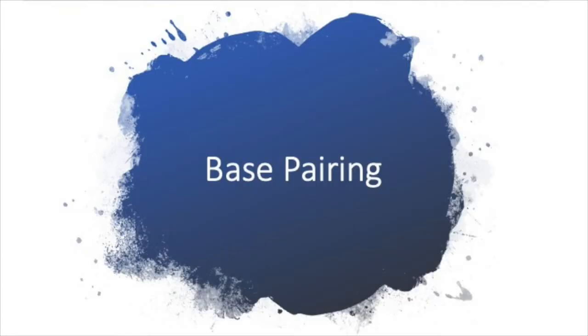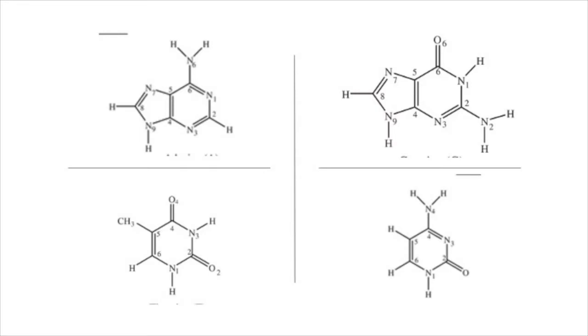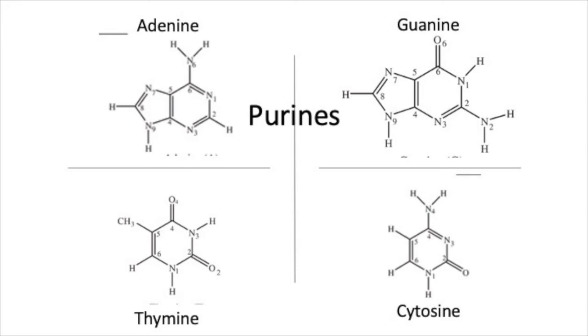Now that we know the composition of DNA, let's talk about base pairing. It occurs in the center of the double helix where two nucleotides pair using hydrogen bonds. There are 4 nucleotides in DNA: adenine, thymine, guanine, and cytosine. Adenine and guanine are known as purines because they have 2 rings. Thymine and cytosine are pyrimidines, which only have 1 ring.